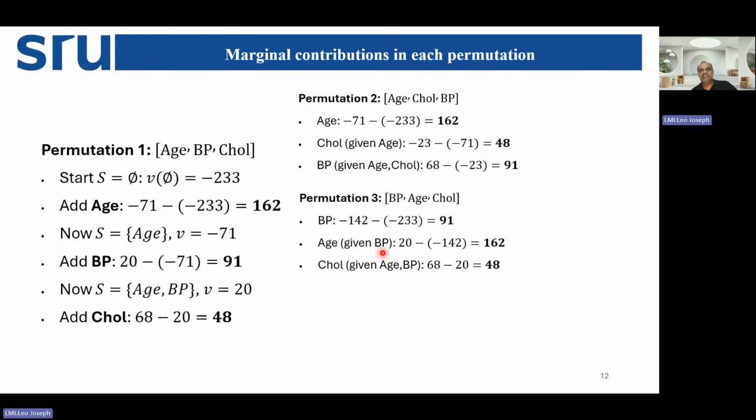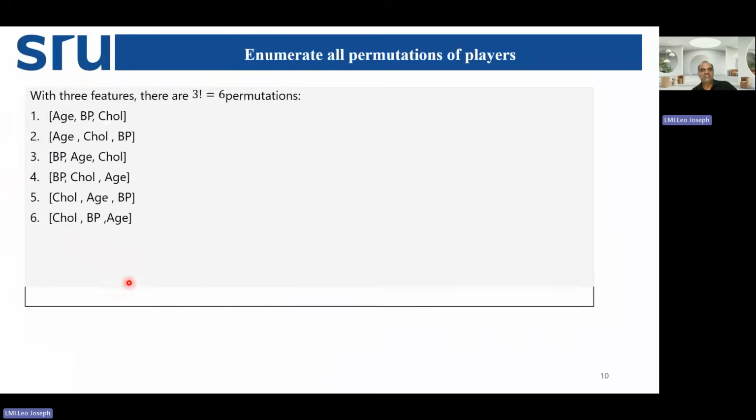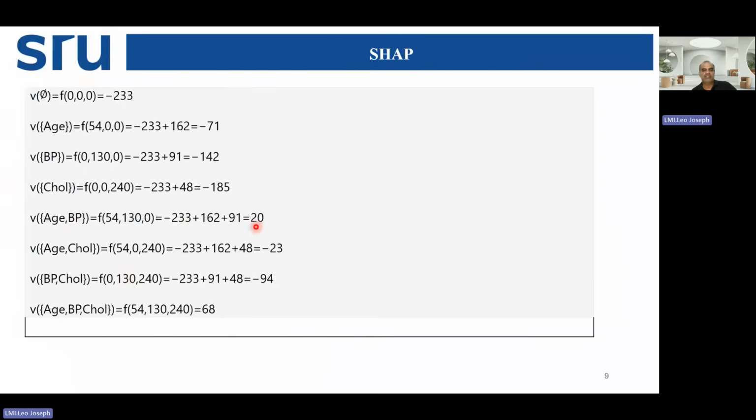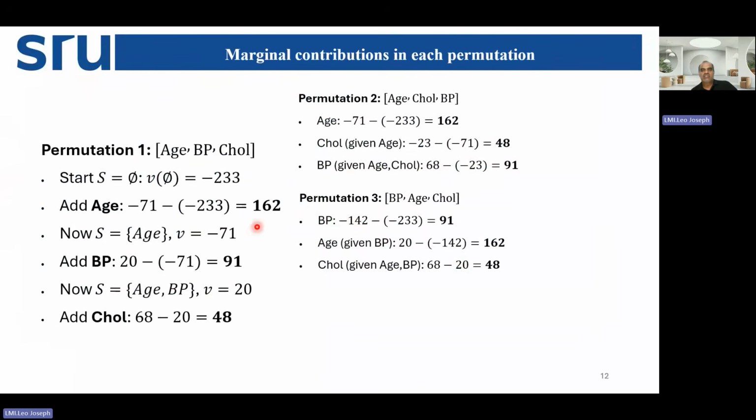Then age given BP, that is age comma BP. If I consider means, here I am taking 20. Age comma BP, go and check there. Age comma BP is 20, right? So 20 minus of minus new value, that is 42, that is 162, and then finally 68 minus 20, that is constant, that is 48. Okay, so this is the thing you have to understand carefully.